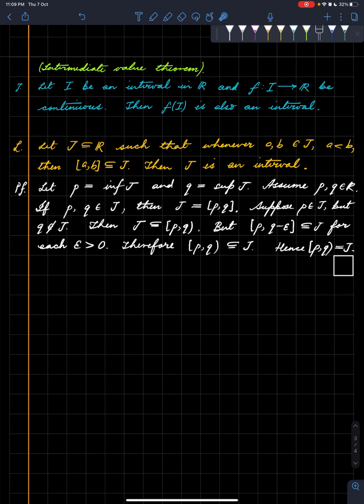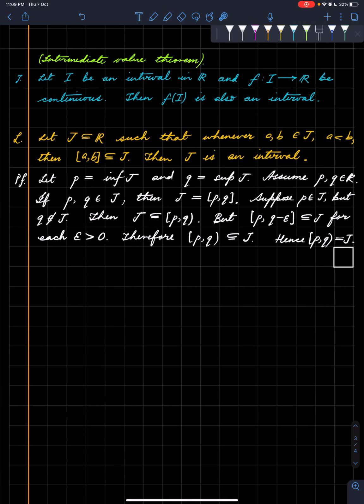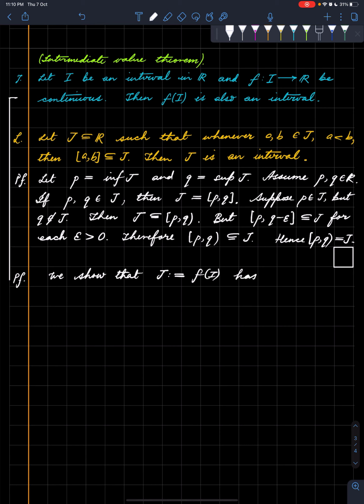Okay, so much for this lemma, and now we can prove our above thing. So now we can give a proof of this. Proof of what? Proof of this. So we show that J, which is defined as f of I, has the convexity property.